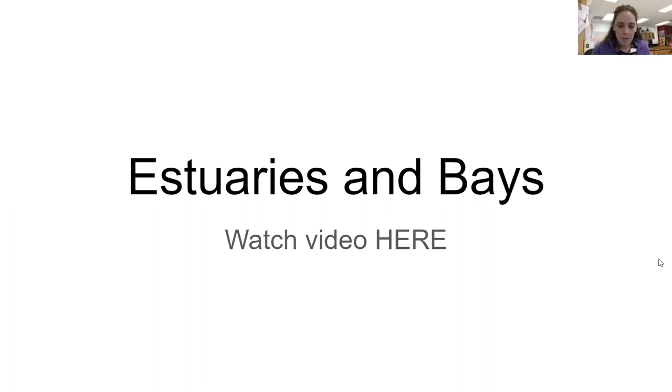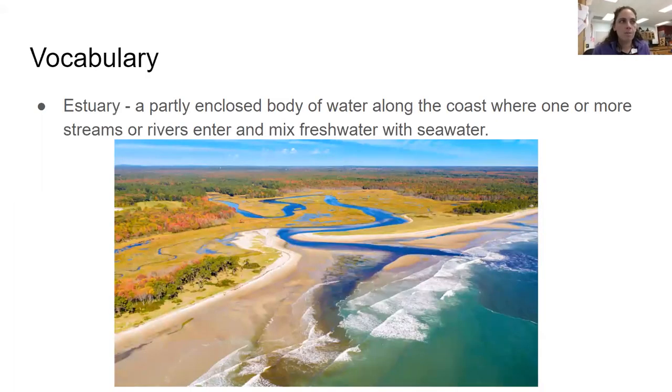Hello, today I'm going to talk about estuaries and bays. So estuaries and bays are going to be found in transitional areas on the coast. And so we've got a couple of vocabulary terms.